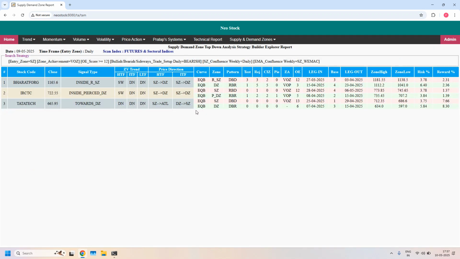With this filter, we got 3 stocks. So that means these 3 weekly supply zones might be having more high probability to get success.